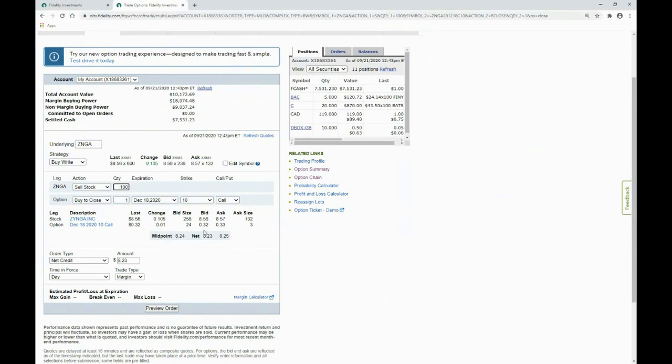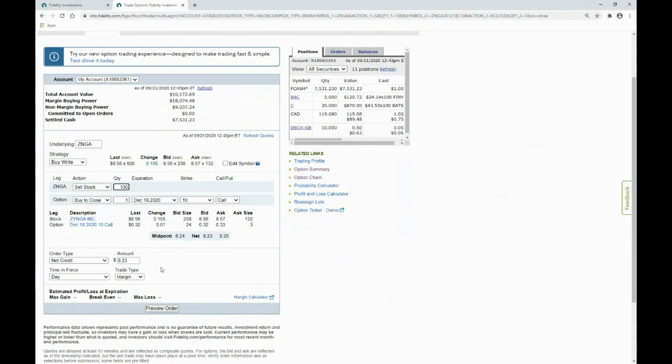We see here again where those numbers are coming from. If we were to sell the stock at the bid of $8.56 and had to buy back the option at the ask of 33 cents, well, $8.56 minus 33 cents gives us our $8.23 difference. Perhaps we'd prefer to aim for that midpoint price and ask for $8.24 for somebody to meet us in the middle.